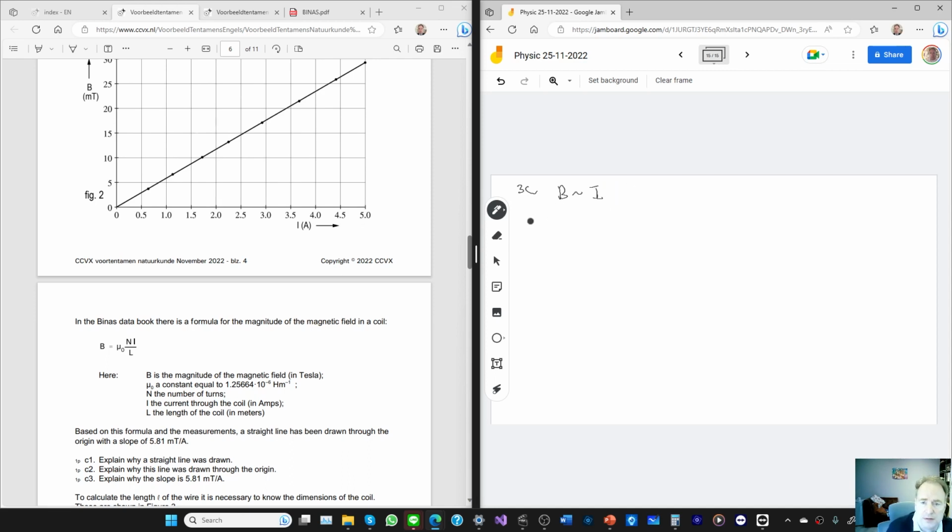Okay. C2. Explain why this line was drawn through the origin. Well, if I reaches 0, then B equals 0 according to the formula here. So it will go through the origin.